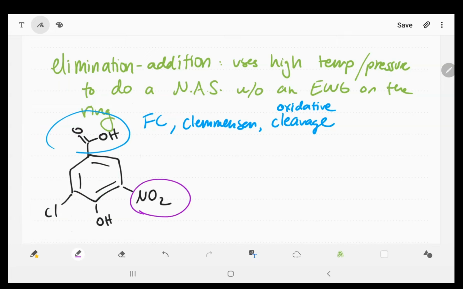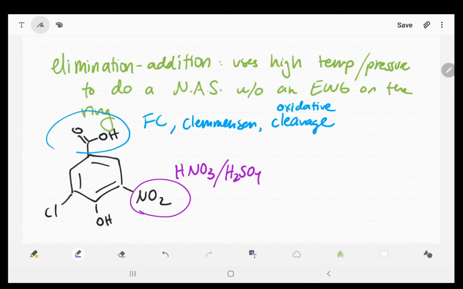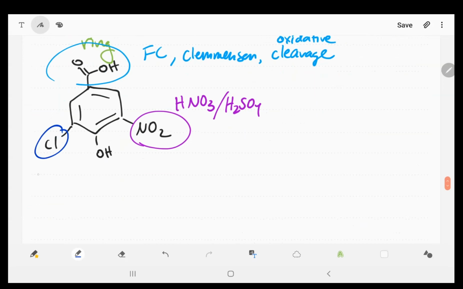Nitro group we know how to put on. That is just nitration. Standard. Chlorine we know how to put on. What color are we doing for chlorine? Dark blue. Okay, sounds good. Some sort of Lewis acid and chlorine. We'll get that on, right?